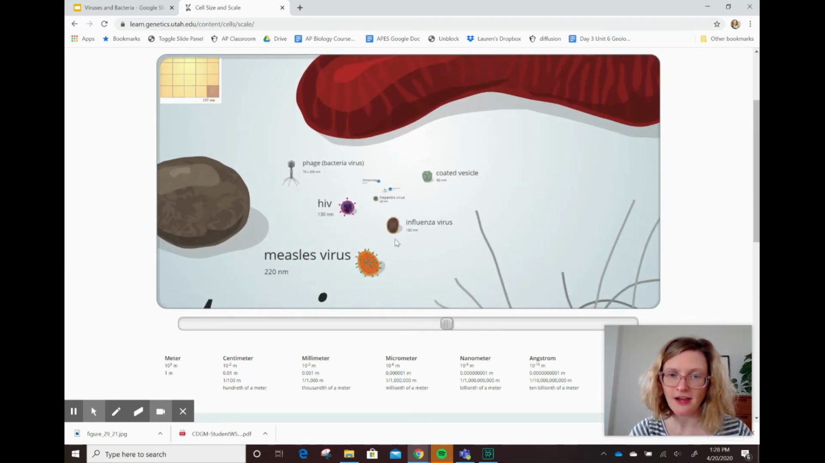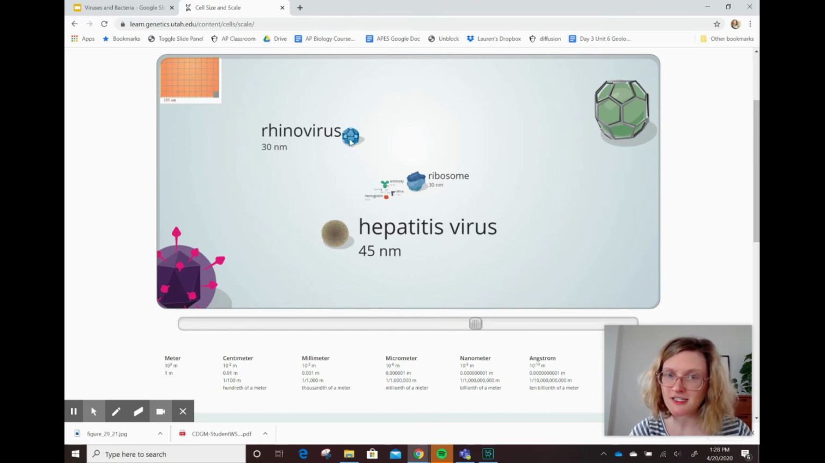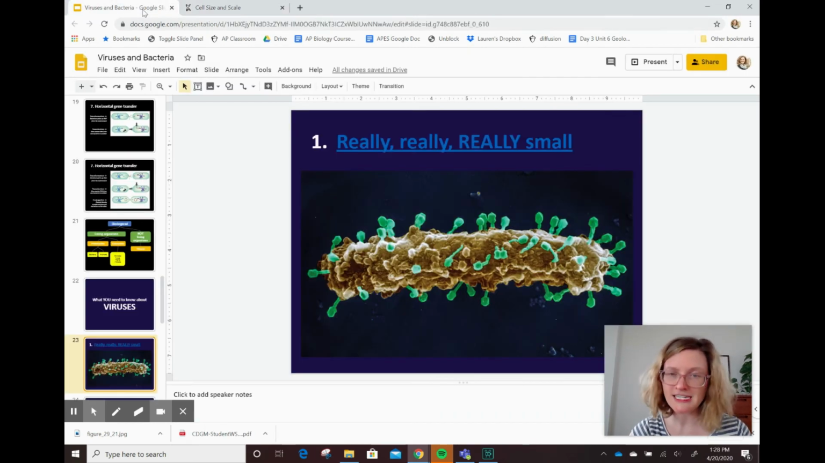We got the measles virus, influenza virus. This one is an HIV virus. We can keep on zooming in. This is a rhinovirus. This is the kind of virus that causes the common cold. It's about the size of a ribosome, really, really tiny.